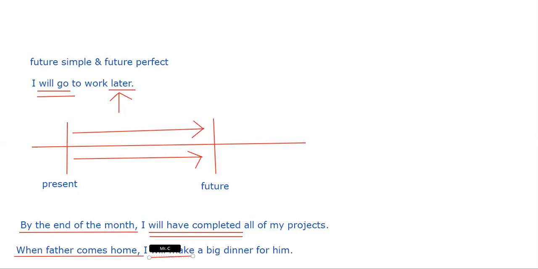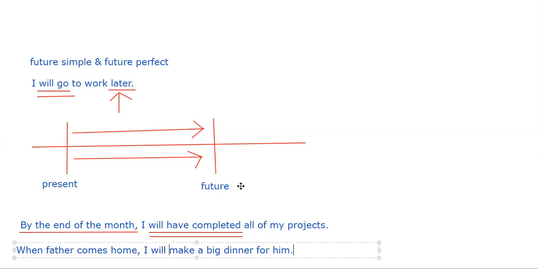And then you could say, I will make a big dinner for him. This is fine because this action takes place entirely in the future. And at that point in time, when your father comes home, then you'll start making dinner. So you're not starting from the present and then finishing in the future. You're starting in the future and finishing in the future. So that's really the difference between the future simple and the future perfect. And again, as I said before, you could actually use either the future simple or the future perfect for the conjunction when.